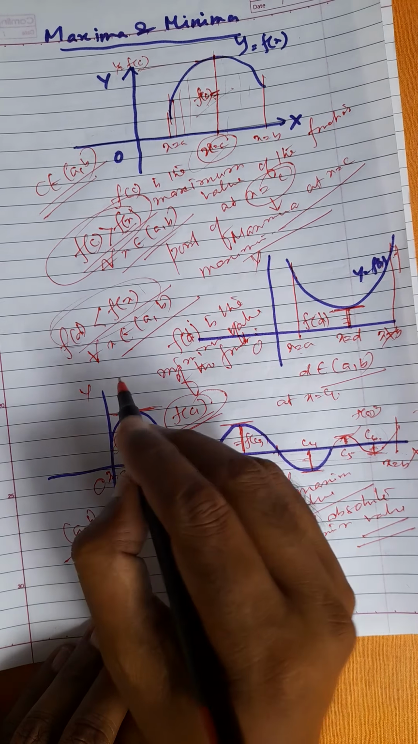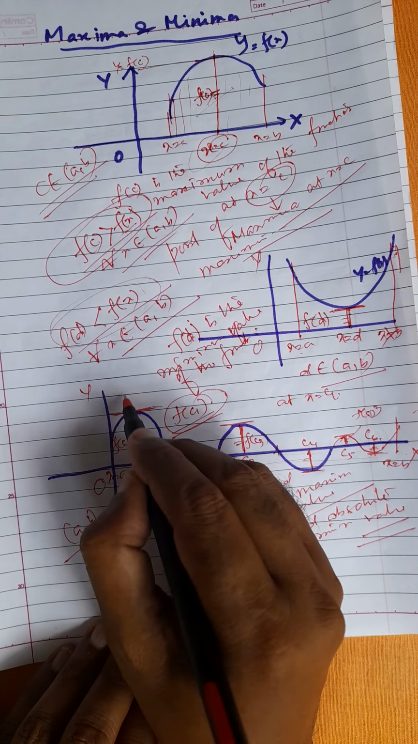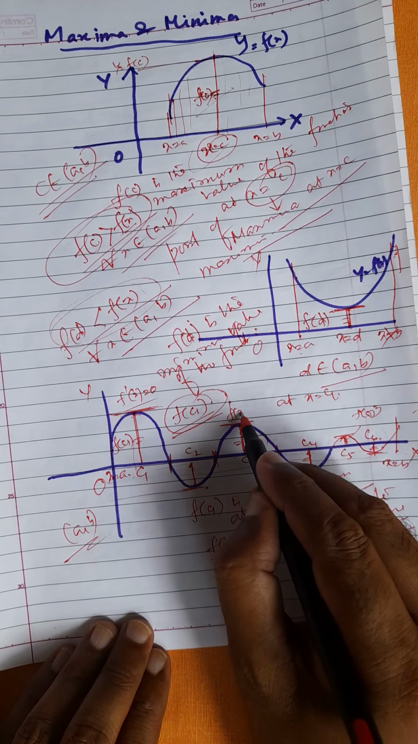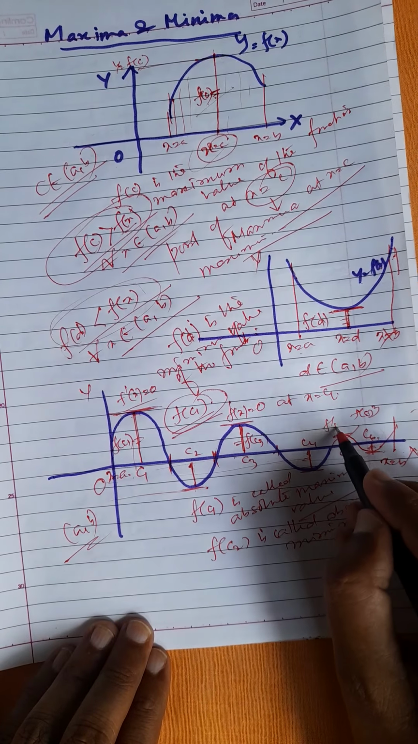Okay, and one more thing, this is the tangent of the curve at this point, and that tangent means what? dy/dx is equal to 0, that is f'(x) is 0. This also f'(x) is 0. This also f'(x) is equal to 0.